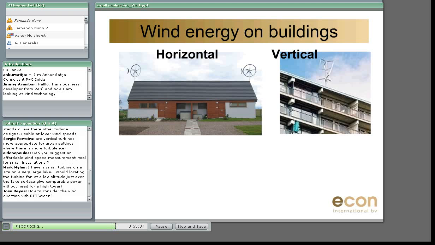So next question coming from Jose Reyes. How to consider the wind direction with RETScreen? Well, I'm not sure direction is considered, but RETScreen just takes into account the global wind speed regardless of direction. Thank you.